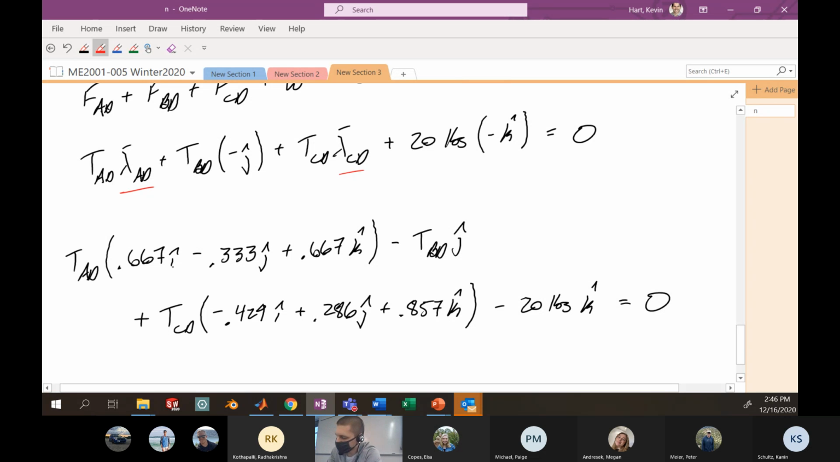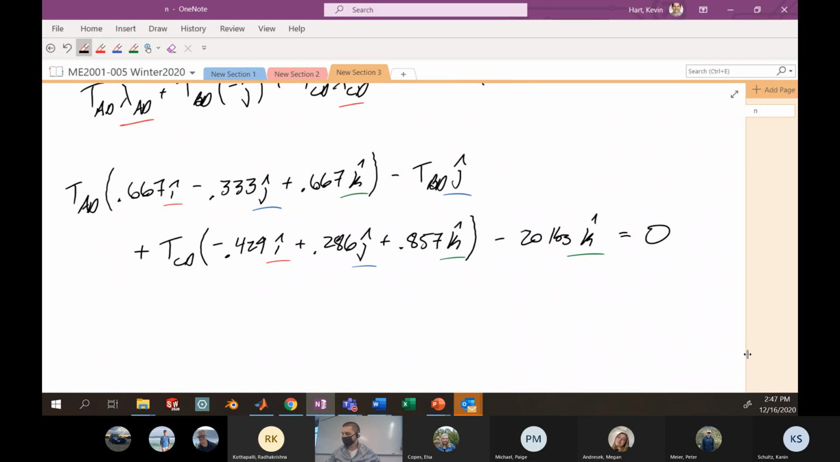I'll enforce my equilibrium again. Look at components in the I direction, components in the J direction, and components in the K direction, as 3 separate equations. One in I, one in J, one in K. And we can make our way through these 3 equations. I know it's really only got 1 equal sign, but this is actually 3 equations. So we have 3 equations, 3 unknowns, TAD, TBD, and TCD. And we're just going to solve simultaneously.